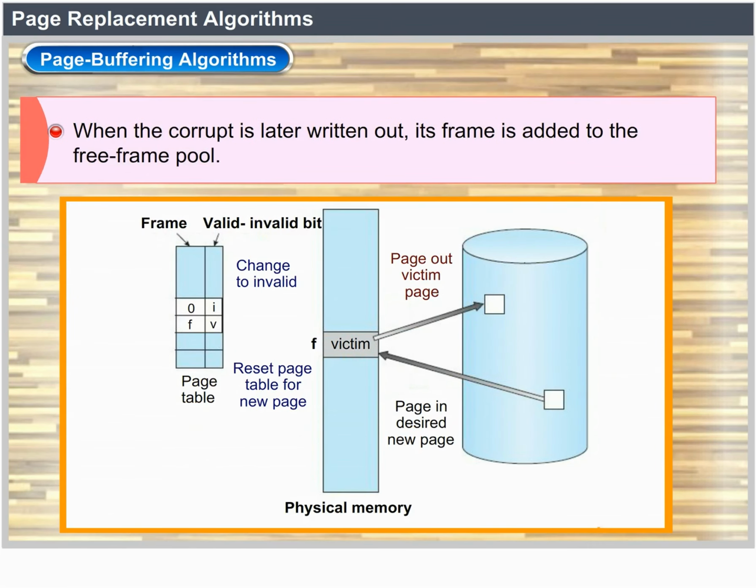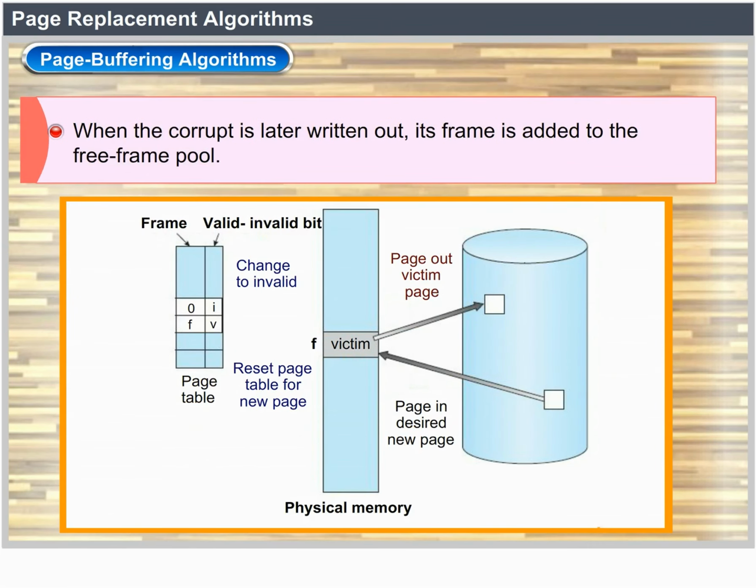An expansion of this idea is to maintain a list of modified pages. Whenever the paging device is idle, a modified page is selected and is written to the disk. Its modified bit is then reset. This scheme increases the probability that a page will be clean when it is selected for replacement and will not need to be written out.